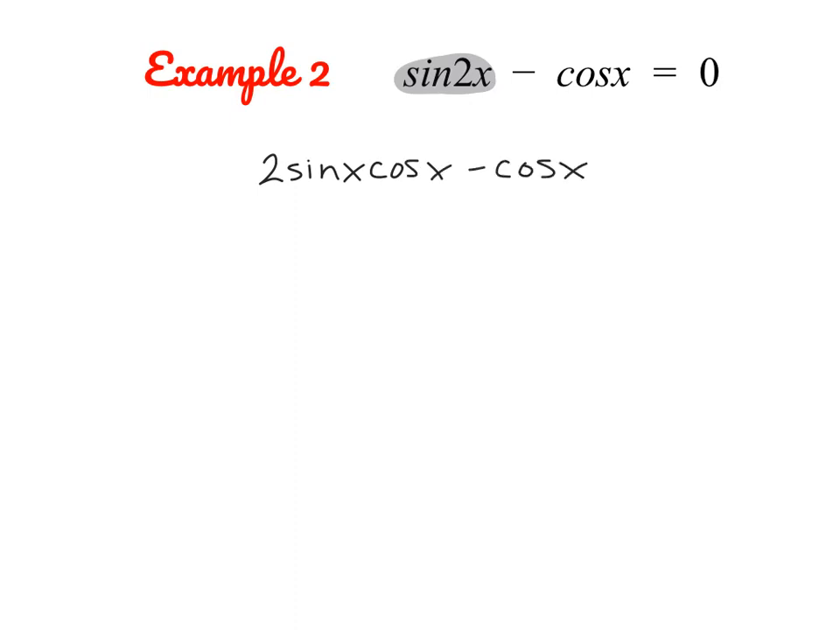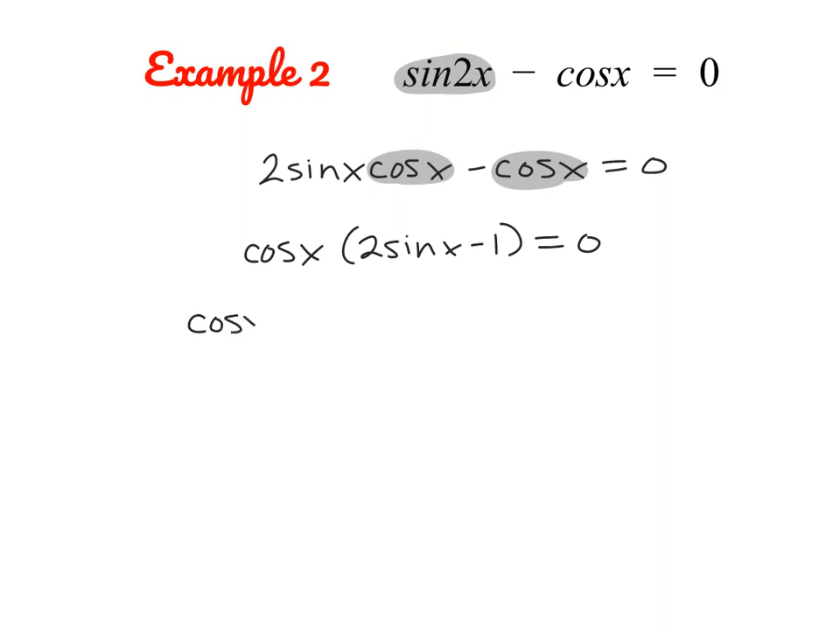Remember, if you ever forget your double angle formulas, you can just use the sum formula. This would just be the sine of x plus x, and you would get the same thing. Now here, this is a method we talked about in the last lesson. You can see that we can factor this using a GCF of cosine of x. That leaves us with 2 sine of x minus 1 equals 0.